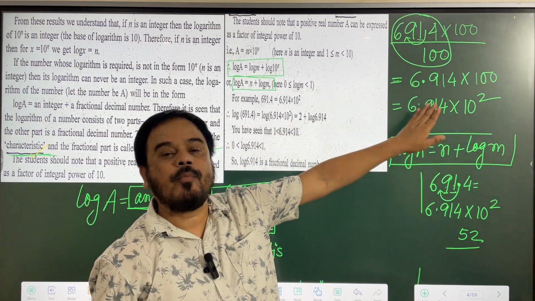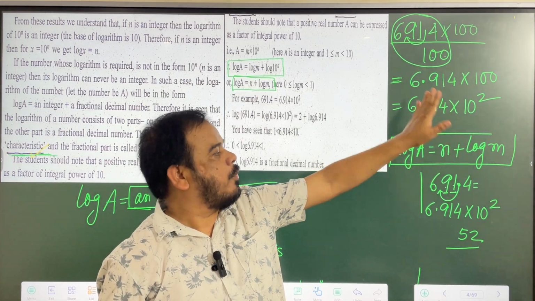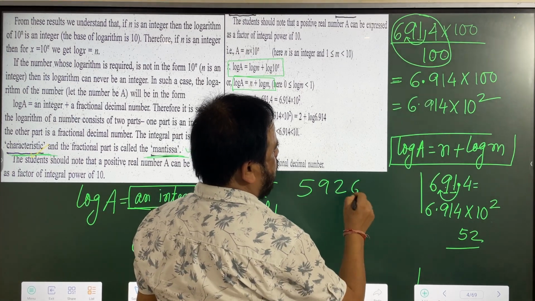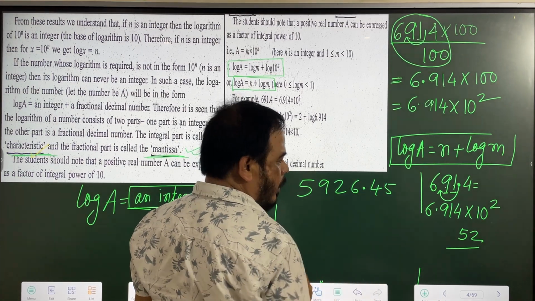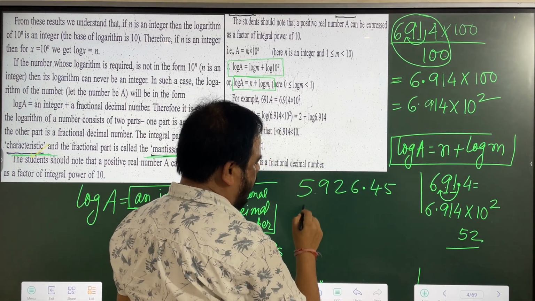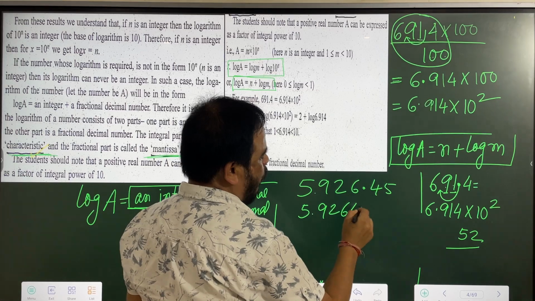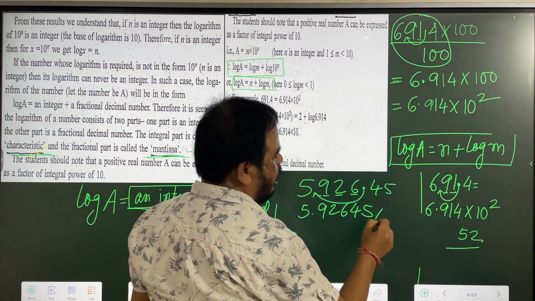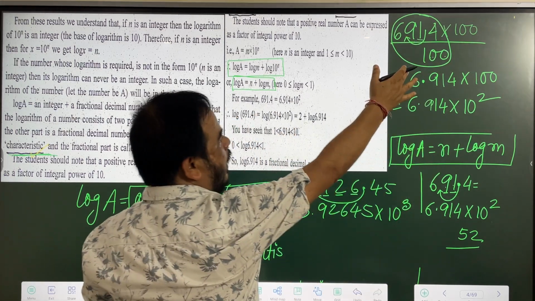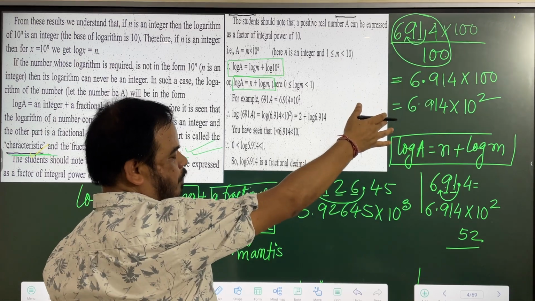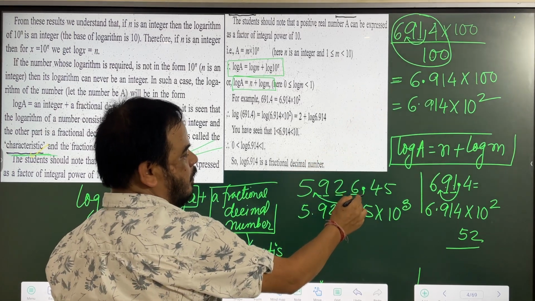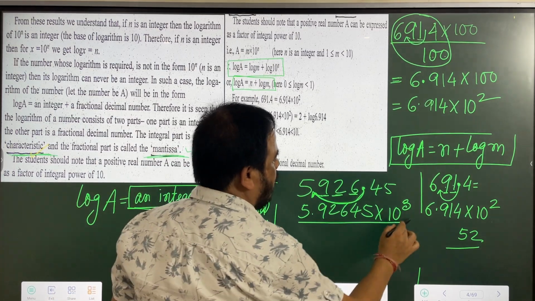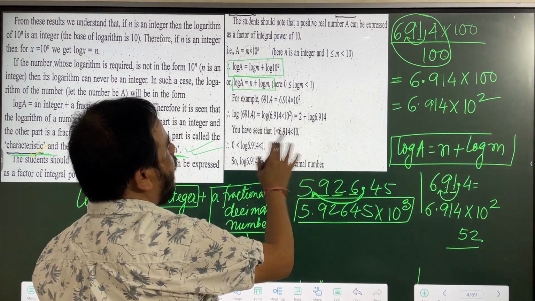This is called standard form for logarithm. For logarithm, you have to learn this. This 691.4, whatever number, 5926.45. So we have to make it standard form. So the decimal must come here. 5.92645. How many places, how many digits moved? 1, 2, 3. So into 10 to the power 3. This one I have explained to you, by dividing also I have explained. So you understood, I think. This decimal has moved this side. How many places? 1, 2, 3. So into 10 to the power 3. So this is standard form.